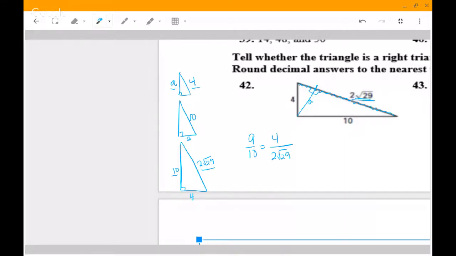That looks like a 9, but it's supposed to be an A. Sorry. And then you cross multiply, and that would get you the altitude. So I'm going to do it on the screen, but you try it, and then we'll compare.